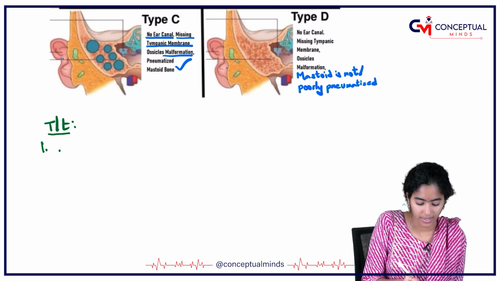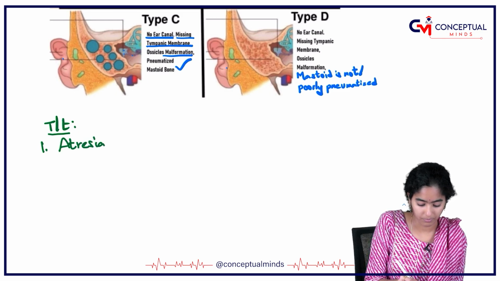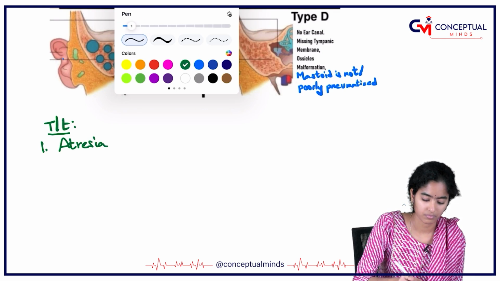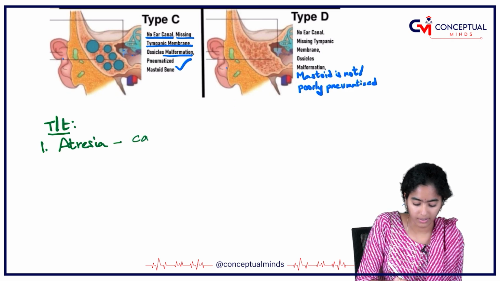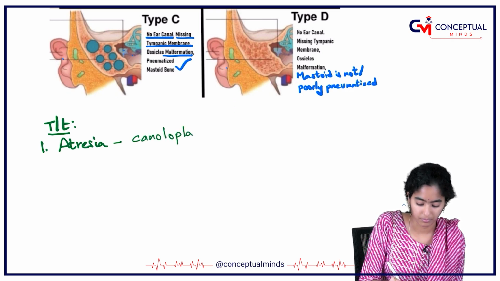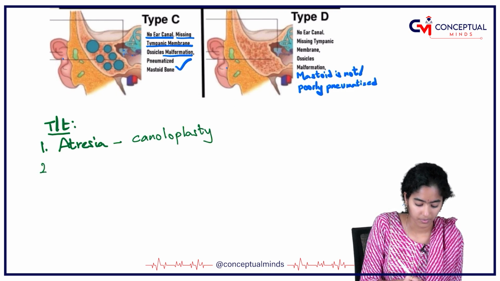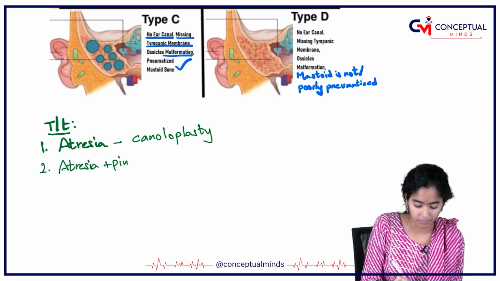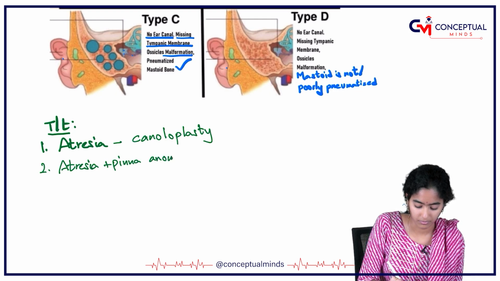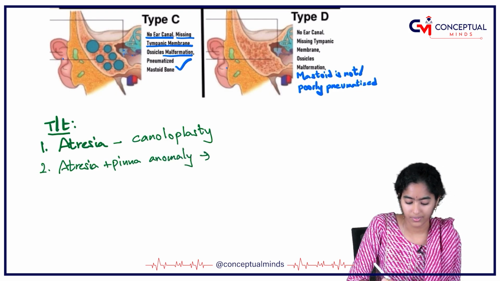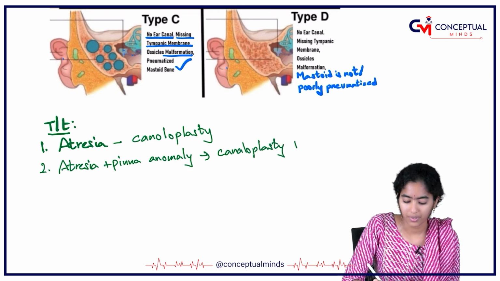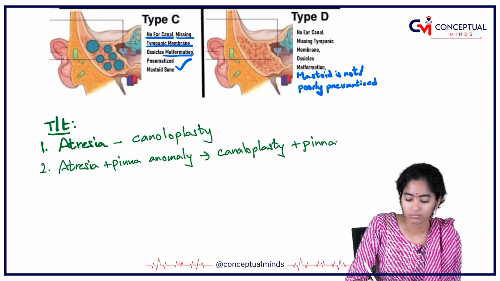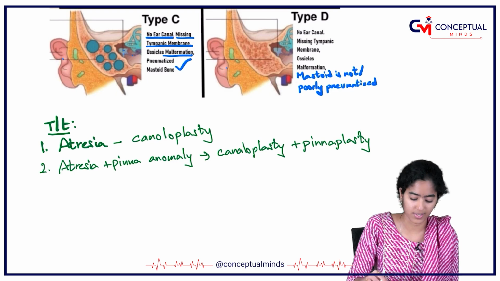In case it is atresia alone, then we can do a canaloplasty. If it is atresia along with some pinna anomaly, then we do a canaloplasty plus pinnaplasty. These are all reconstruction surgeries.